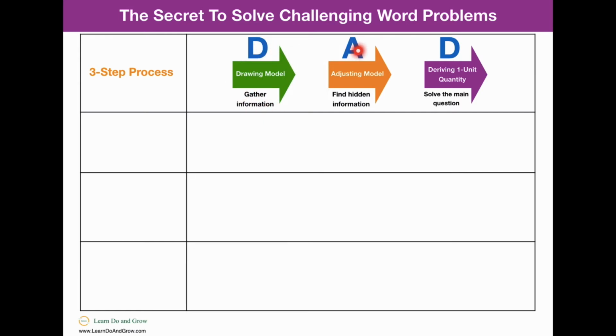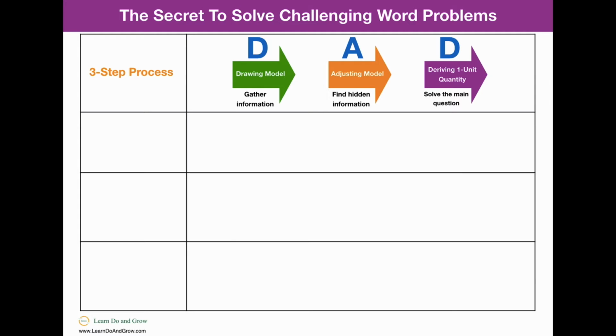And after that, A is adjusting the model. Normally, the question they give you is complex, so the model is not so straightforward, and it is very difficult for comparison, or it is unable to compare. So in order to have a meaningful comparison, we do adjusting the model. And why do we want to do that? Because we want to find hidden information. So the moment we adjust the model and standardize the unit, we can find any hidden information on the model itself.